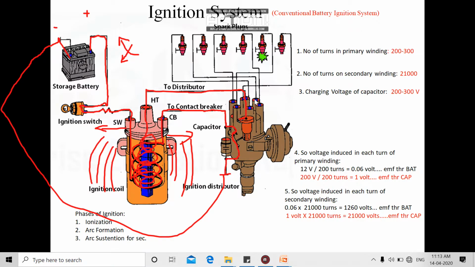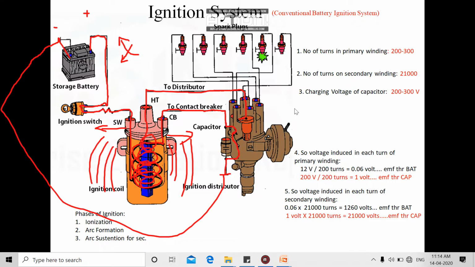Now you may ask, what is the magnitude, or what is the voltage applied, due to the current flowing through the secondary winding across the spark plug inside the cylinder. Okay, so we will find the solution to that question. Now consider point number 1: the number of turns in the primary winding is 200 to 300. I am considering 200 turns on the primary winding. The number of turns on the secondary winding is 21,000.